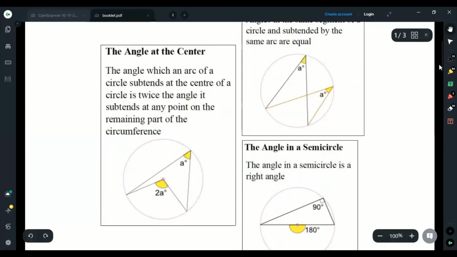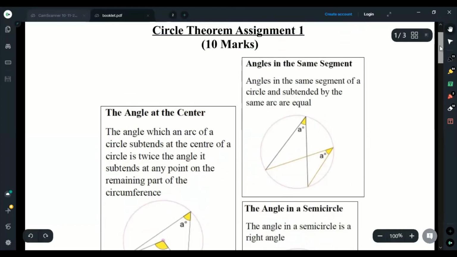The next one is a similar idea. 2 angles are standing on the same arc, but this time both angles are at the circumference. And when that's the case, both angles are equal. Angles in the same segment of a circle and subtended by the same arc are equal.